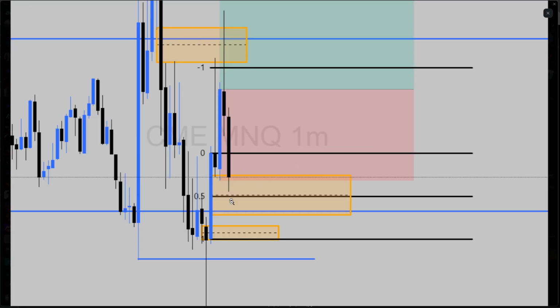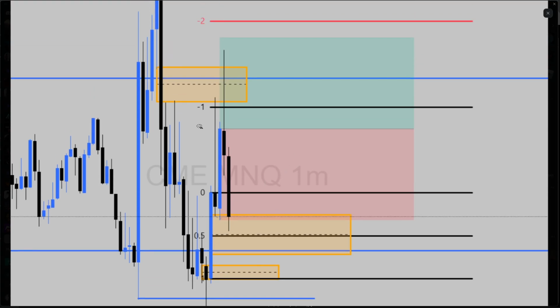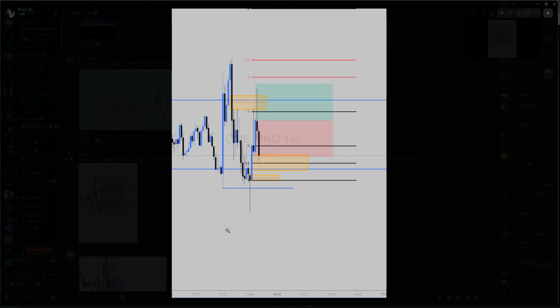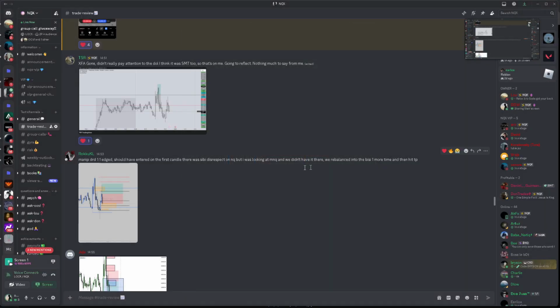But this right here, you can expect this BISI to get rebalanced. That's why you've got it marked out. So it's like you're taking a trade with your stop loss in a draw on liquidity, essentially. And it's just not it, man.